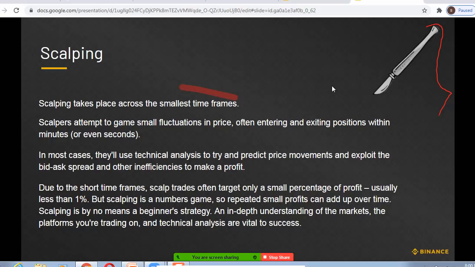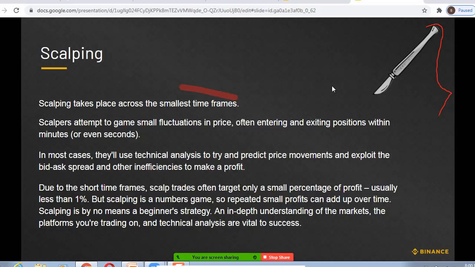Now, who is a scalper? A scalper is someone that enters in and out of a position quickly. So they're looking to take a snap position, entering and exiting within minutes and seconds, taking advantage of price fluctuation. So in case you're using technical analysis and you're trying to predict price movement, and then you want to exploit the bid and the ask price by taking profit from it, then you are a scalper. You do that in a short time.